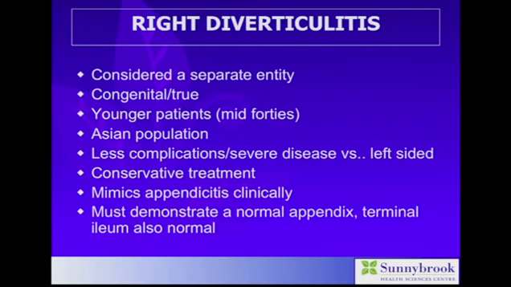This is usually considered a separate entity. These diverticuli are felt to be congenital in nature, and they are true diverticuli, meaning that they contain all of the bowel wall layers. And this probably explains why right-sided diverticulitis often has far fewer complications than left-sided disease, meaning fewer abscesses, fewer fistulas, and less perforation. These are younger patients, usually in their 40s. It's very common in the Asian population, and a key point here is that this is a conservatively managed disease.